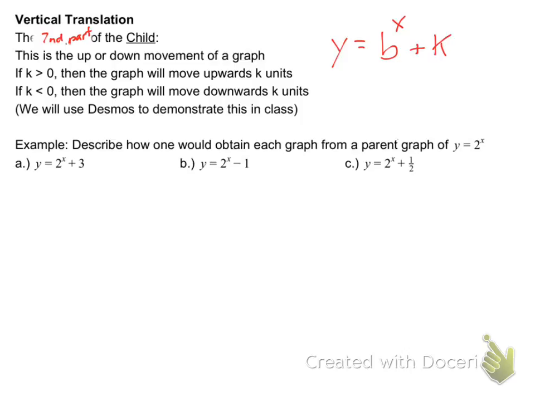So this vertical translation is what happens at the end. It's an afterthought type thing. So if you think of it as money, if everybody in the room got $5, everybody's at a different place in the beginning, right?